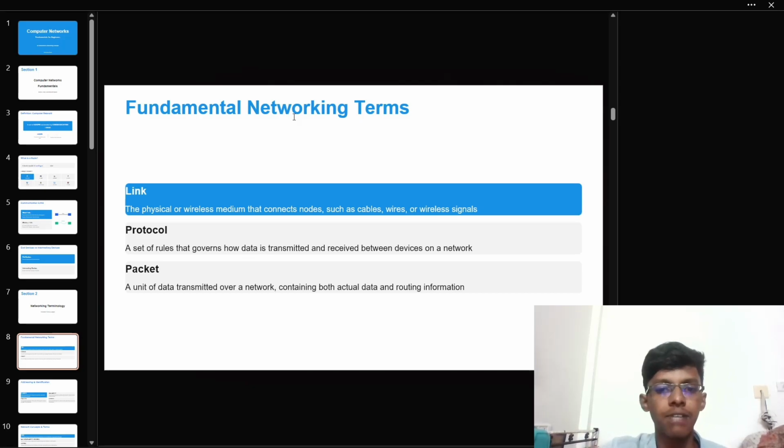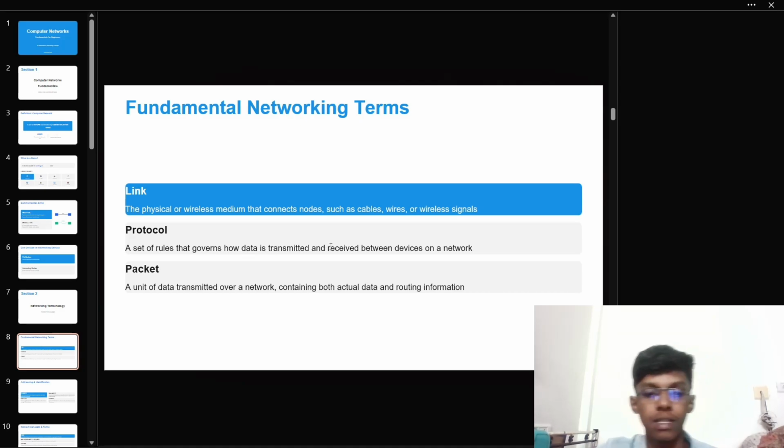First of all, link. We actually discussed this earlier: the physical or wireless medium that connects nodes. Then protocol. This is a very crucial thing. A set of rules that governs how data is transmitted and received. First of all, why do we need rules? Imagine if everyone on the road drove however they wanted. Chaos. Similarly, for computers to communicate, they need agreed-upon rules. Examples include HTTP for web browsing and FTP for file transfer, etc.